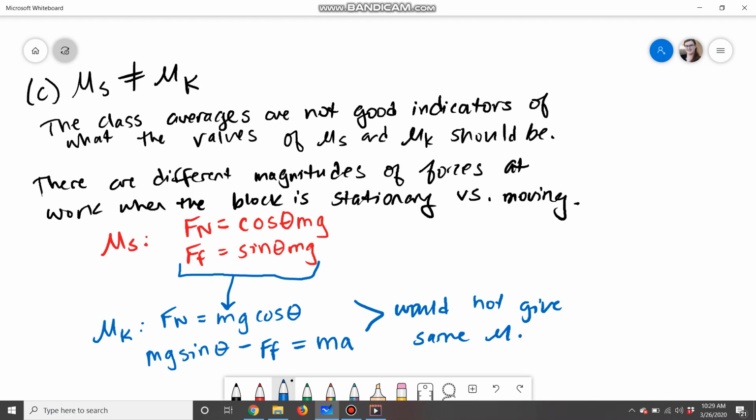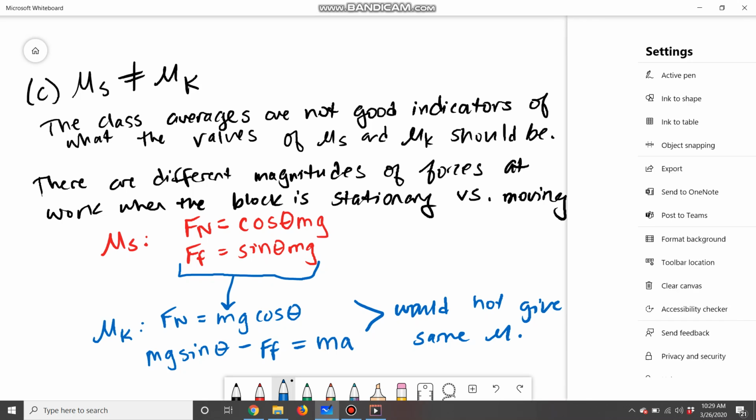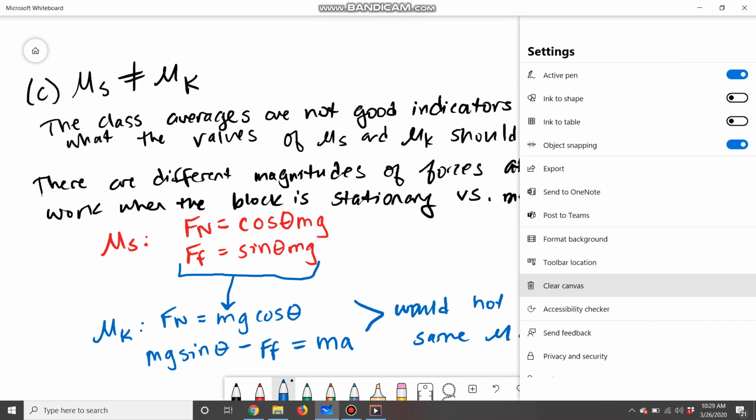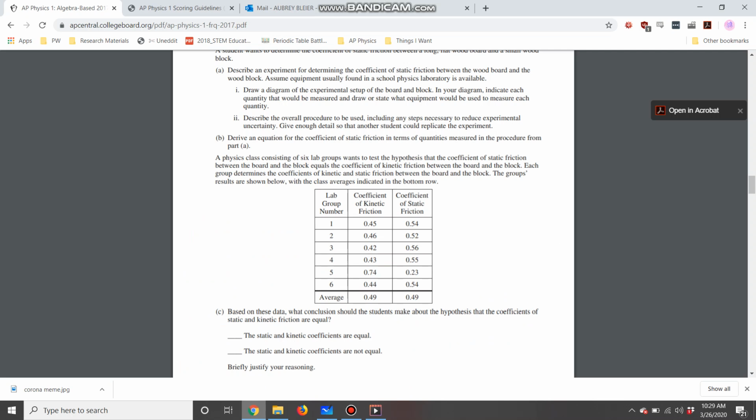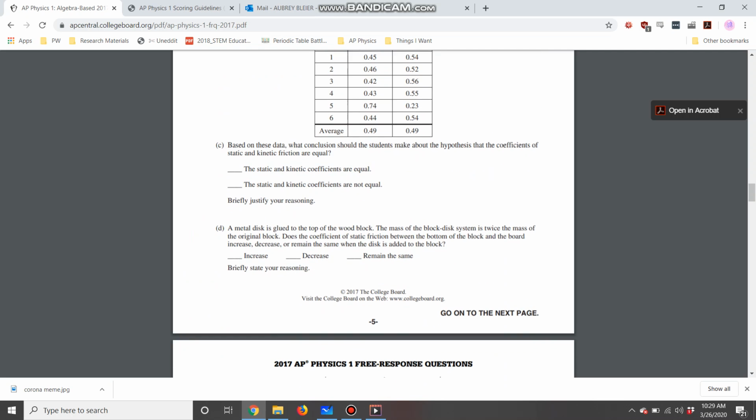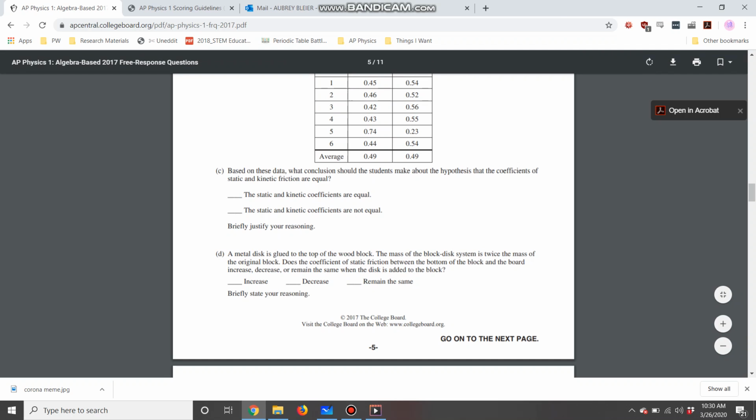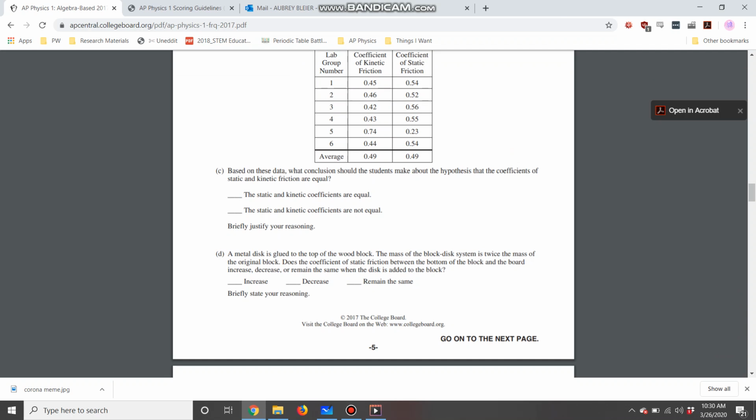Okay, last one we're going to do is D. Pause the video here if you need to get this down. And we see that D asks us, a metal disc is glued to the top of a wood block. The mass of the block-disc system is twice the mass of the original block. Does the coefficient of static friction between the bottom of the block and the board increase, decrease, or remain the same when the disc is added to the block?